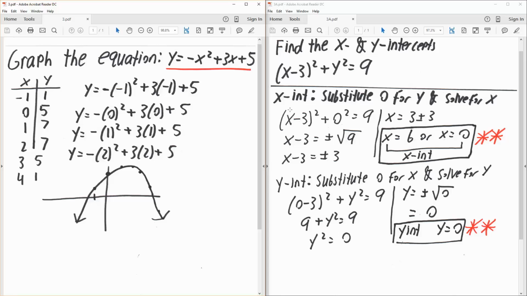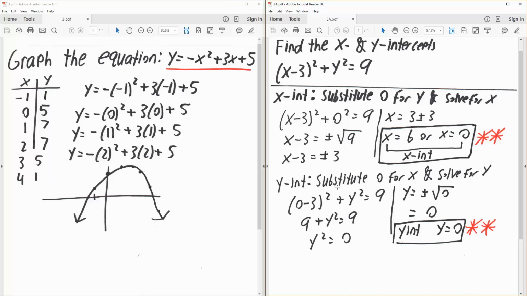And then we take the square root of this, and we would get x minus 3 is equal to plus or minus the square root of 9. We know that the square root of 9 is 3, so we can say that x minus 3 is equal to plus or minus 3. And so that would mean x is equal to 3 plus or minus 3. If we have 3 plus 3, we get 6. 3 minus 3, we get 0. And so this right here is our x-intercept. X is equal to 6 or x is equal to 0.